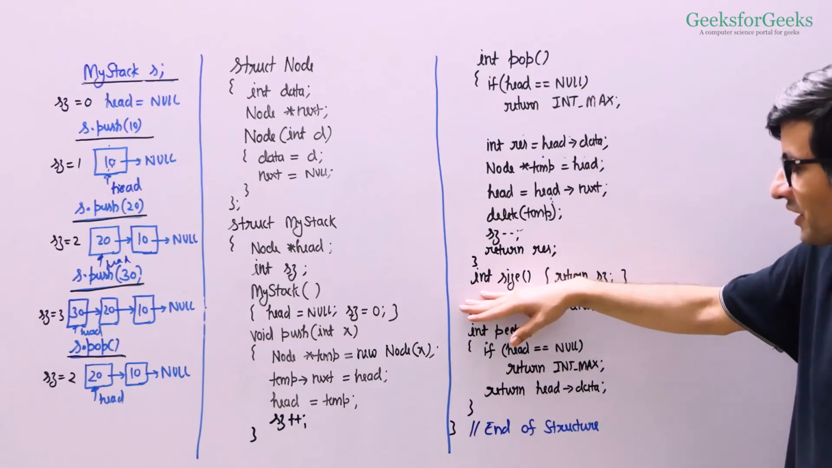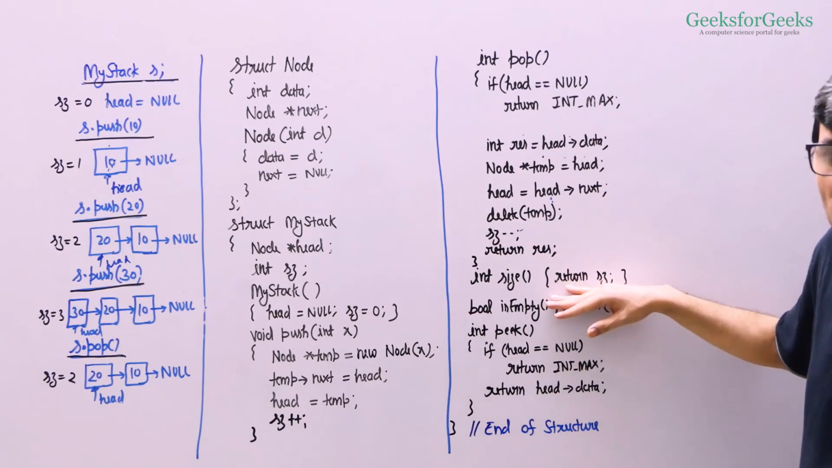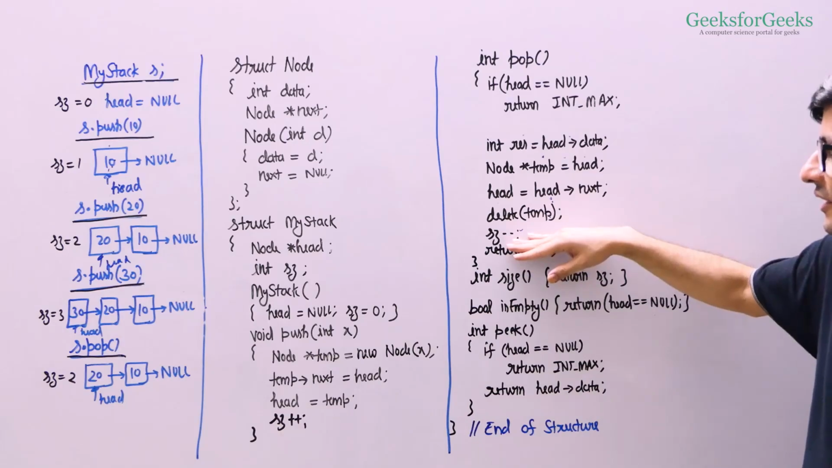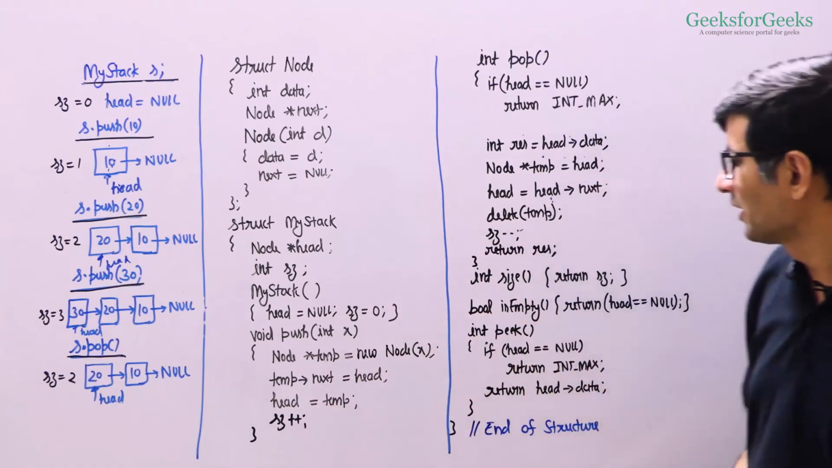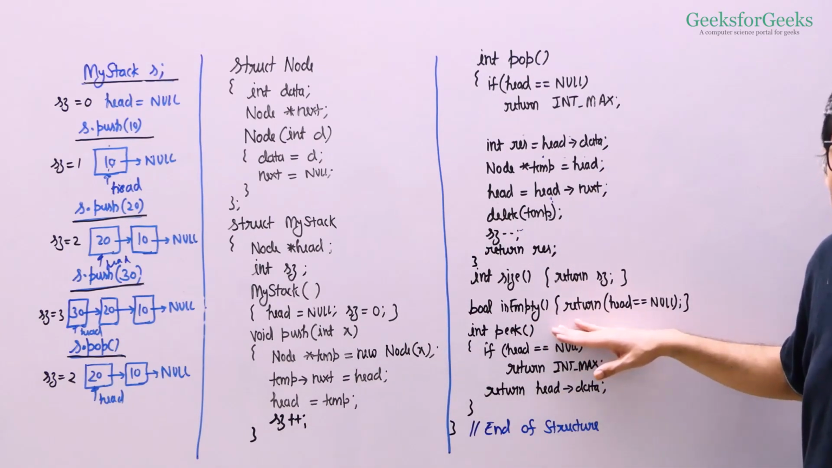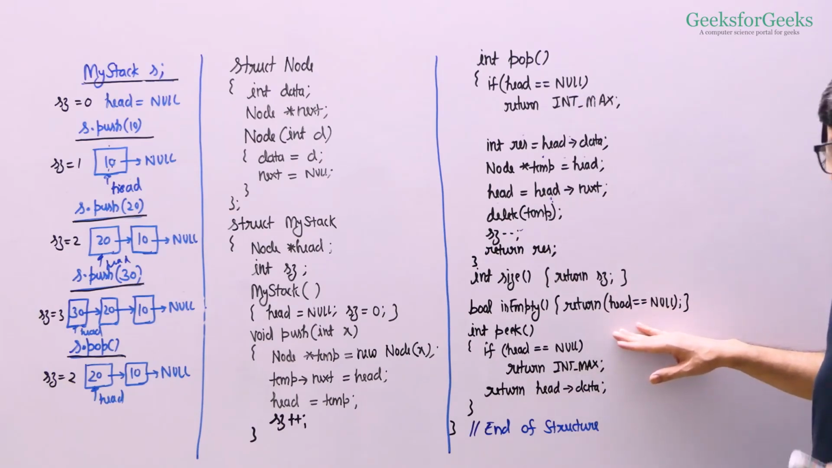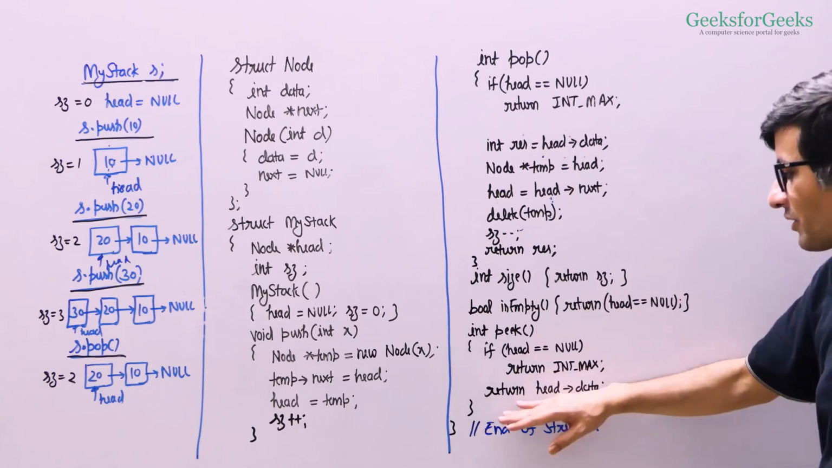Let's see the size function now. So size function is very simple. It simply returns the size variable. We have decremented it in pop and we have incremented it in push. Let's see the is empty function. Is empty is again simple. If head is null, then the linked list or my stack is empty. Let's now see the peek function.